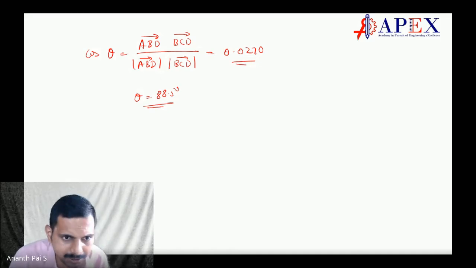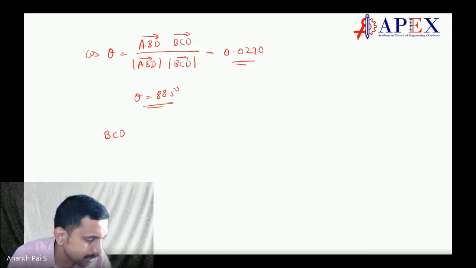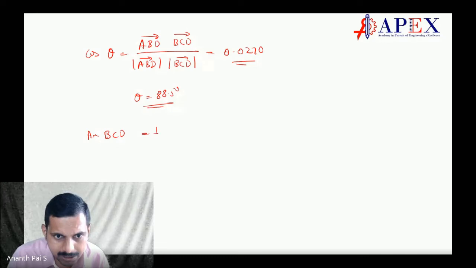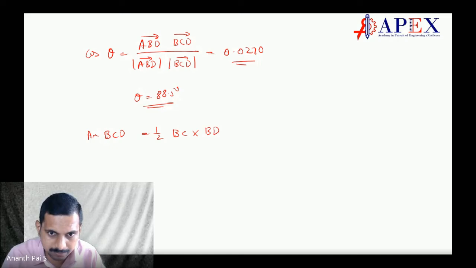It is BCD. The area of BCD can be written as half into BC crossed with BD. This is what we have taken, right? BC crossed with BD. No, BD crossed with BC. Correct, BD crossed with BC. Now let us take it as half.